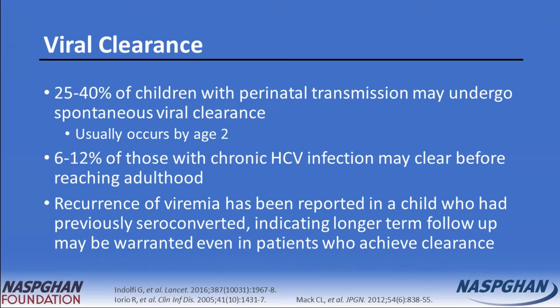Some of the children who are exposed to hepatitis C will have a spontaneous viral clearance. This typically occurs before the age of 2. After 2, there is still a chance that they could clear the virus on their own, 6 to 12%. However, there are reports of children who have spontaneously cleared the virus and yet have a recurrence later in life. So it is important not to ignore these children after they have cleared the virus, but maintain some sort of contact with the family and consider viral reactivation if they are showing any signs of liver disease.